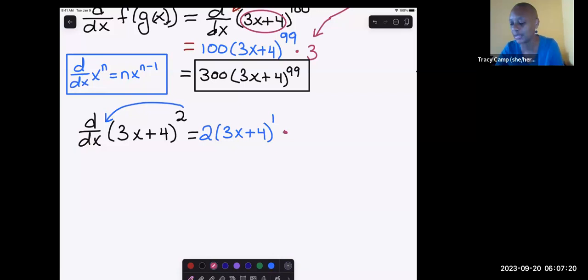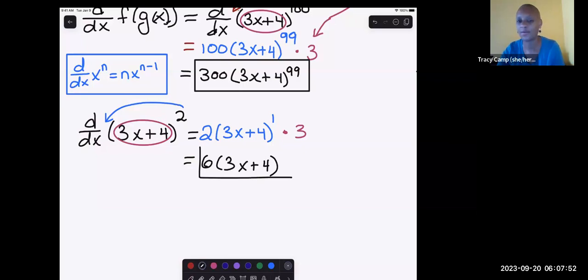But then the chain rule says we have to multiply if we had anything other than an x that we were raising to a power, which we did. We had 3x plus 4, not just an x. The chain rule says, now you have to multiply by the derivative of that thing that wasn't an x, which in this case is 3x plus 4, and the derivative of 3x plus 4 is 3. And then notice if we multiply the 2 times 3, we end up with 6 times 3x plus 4. This is our derivative right here.